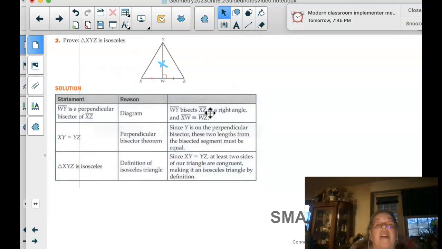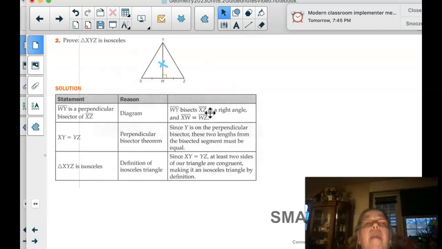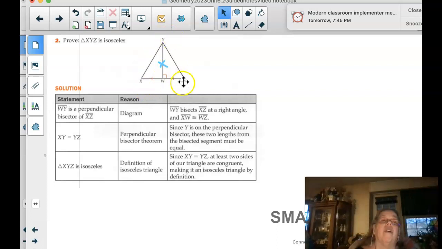Okay, we have a perpendicular bisector. That's given from the diagram. Since Y is on the perpendicular bisector, it is equally distant from the point at the top there. So they're equal. Since there are 2 equal sides, 2 congruent sides, the triangle is isosceles. And pause the video, stop and take a break whenever you need.